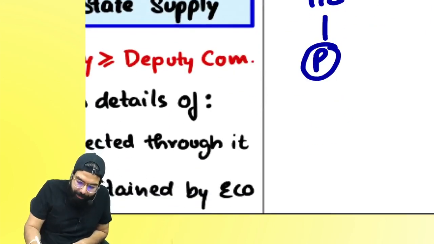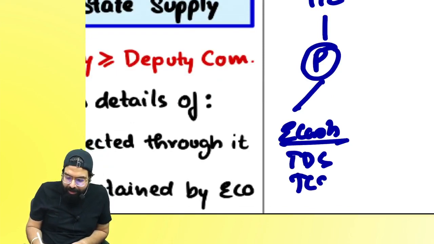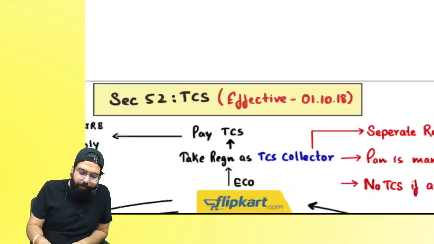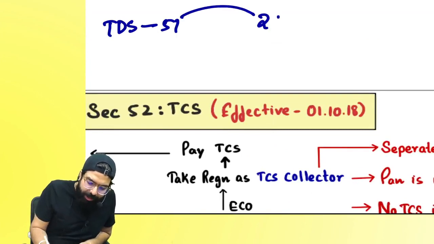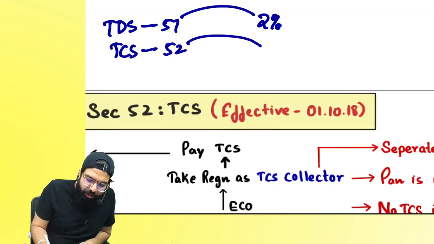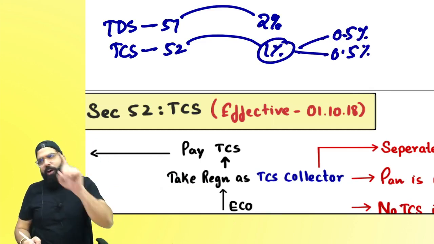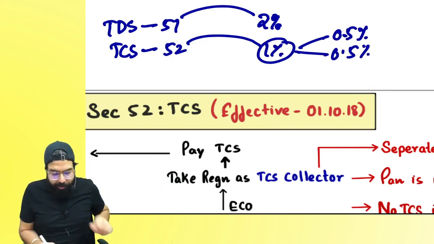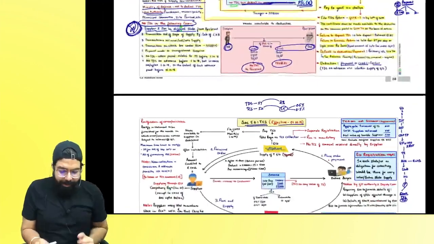When you are making the payment, you have one e-cash ledger. In the e-cash ledger, TDS is also created and TCS is also created. Always remember, TDS is section 51 and it is always 2%. TCS is always section 52, and it is always 1%: 0.5% CGST, 0.5% SGST, or 1% IGST. The provisions relating to TCS were also effective from 1st October 2018.